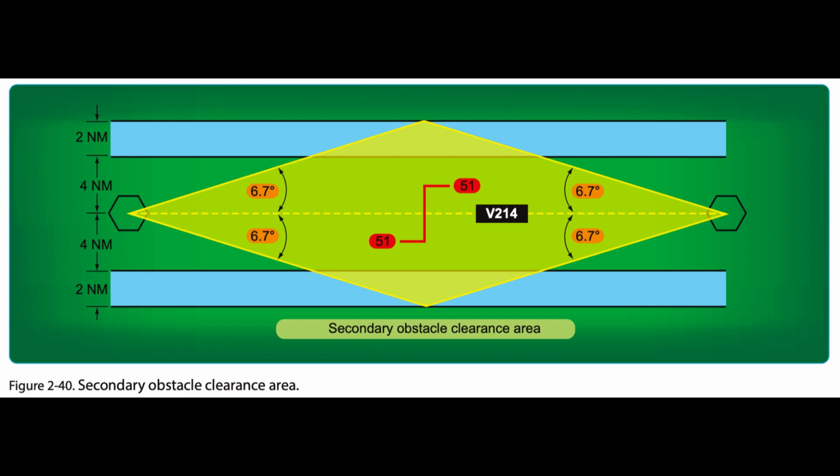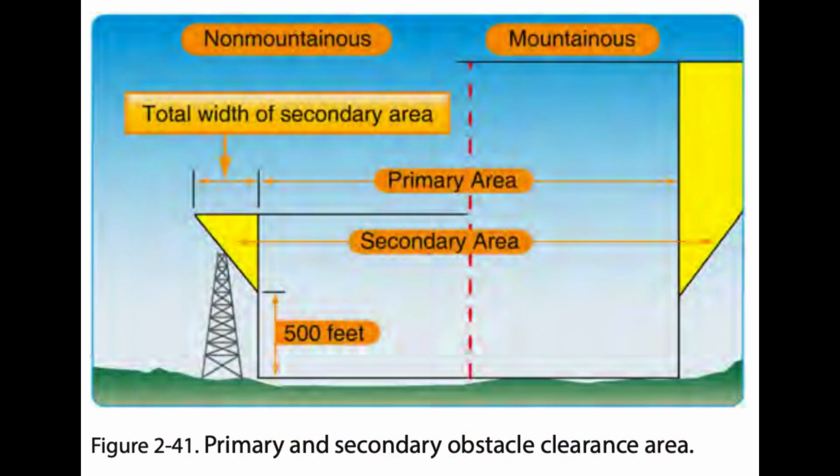Figure 2.40. In all areas, mountainous and non-mountainous, obstacles that are located in secondary areas are considered as obstacles to air navigation if they extend above the secondary obstacle clearance plane. This plane begins at a point 500 feet above the obstacles, natural or man-made, upon which the primary obstacle clearance area is based, and slants upward at an angle that causes it to intersect the outer edge of the secondary area at a point 500 feet higher. Figure 2.41.